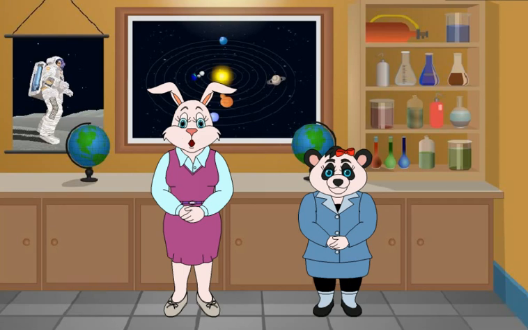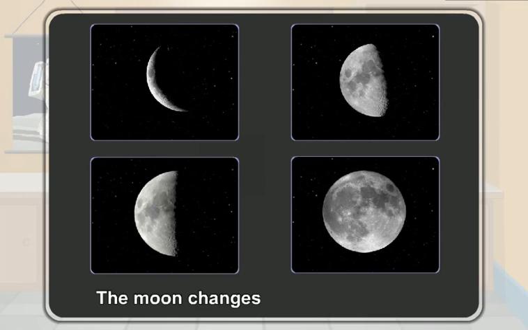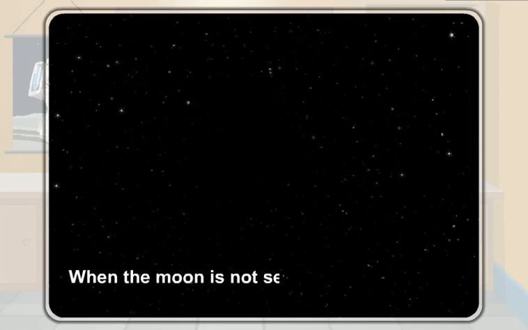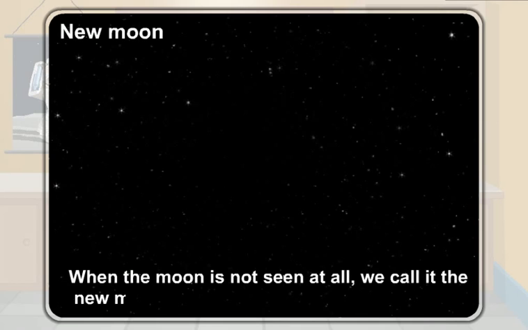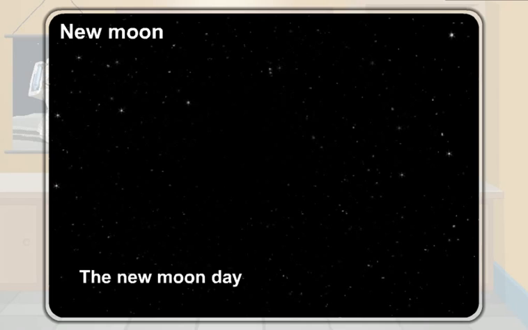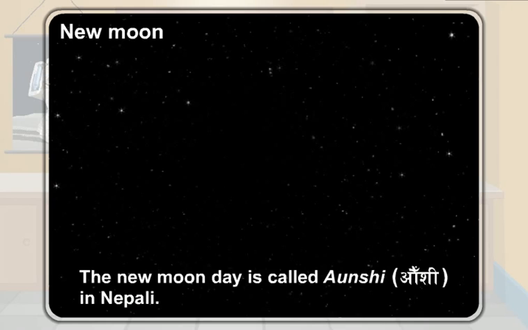Students, do you find the shape of the moon round every day? No, you do not. The moon changes its shape every day. And sometimes the moon is not seen at all in the sky. When the moon is not seen at all, we call it the new moon. The new moon day is called Ausi in Nepali.